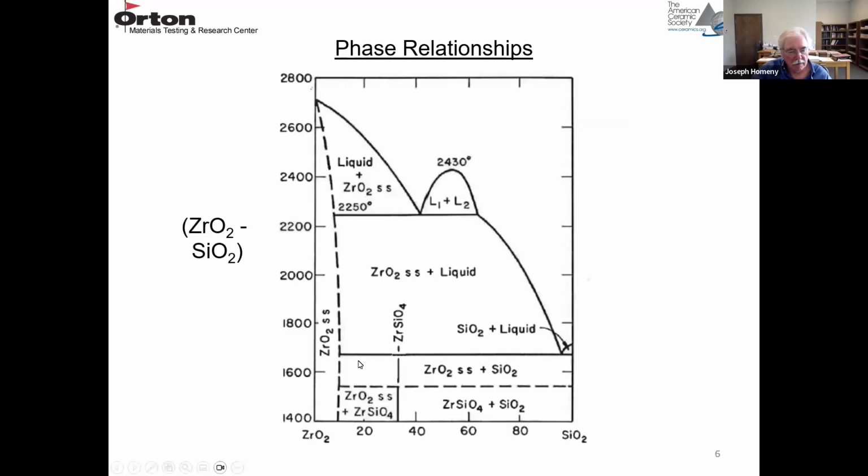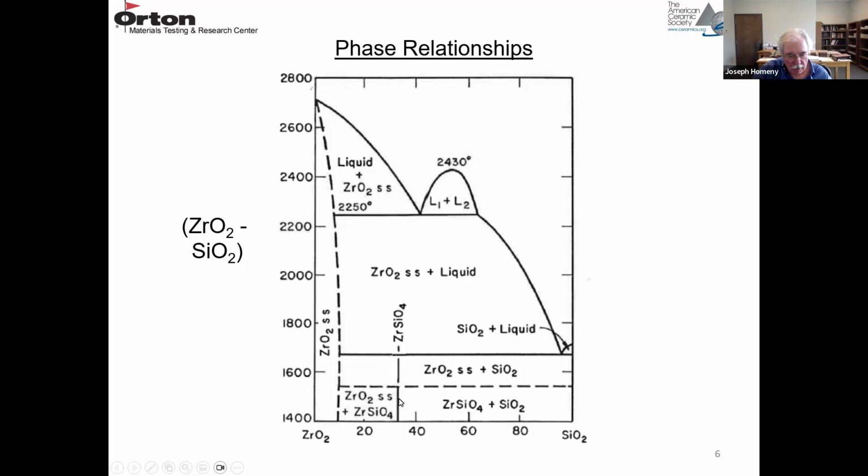So if we look at the phase diagram for ZrO2, SiO2, this is 100% zirconia on the left-hand side. On the right-hand side, it's 100% silica. There's only one compound here, this vertical line, that's zircon, ZrSiO4. And the temperature is 1400 up to 2800 degrees C.